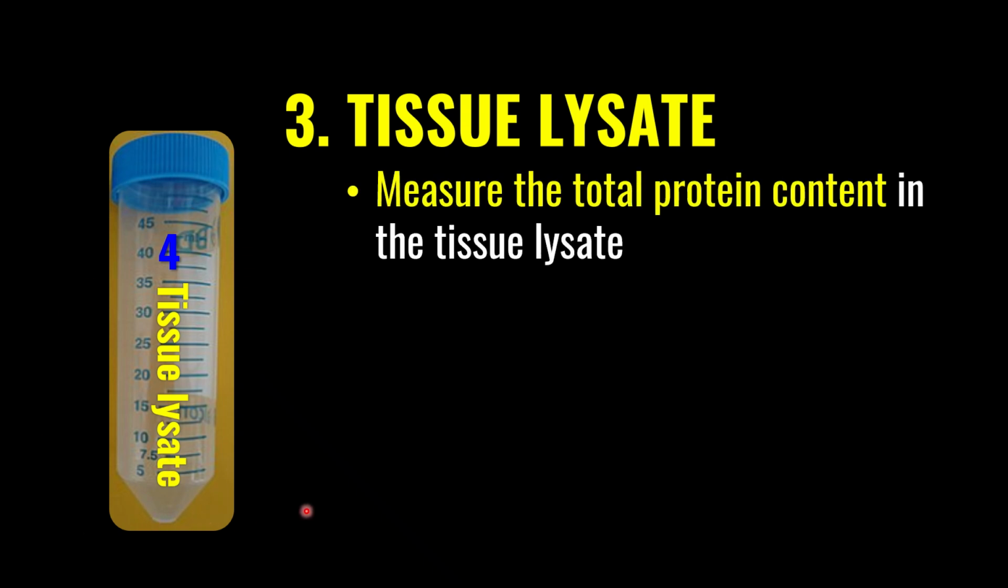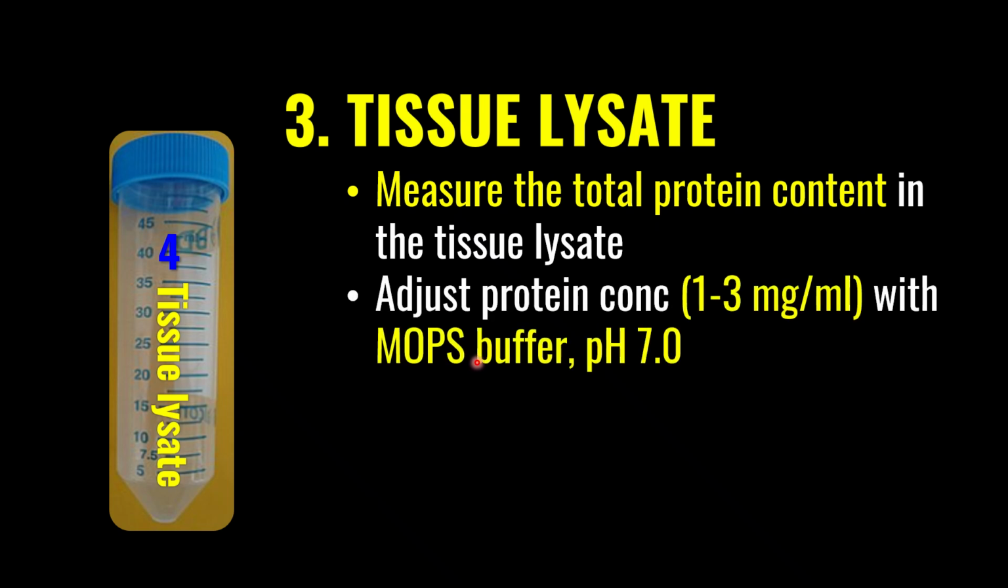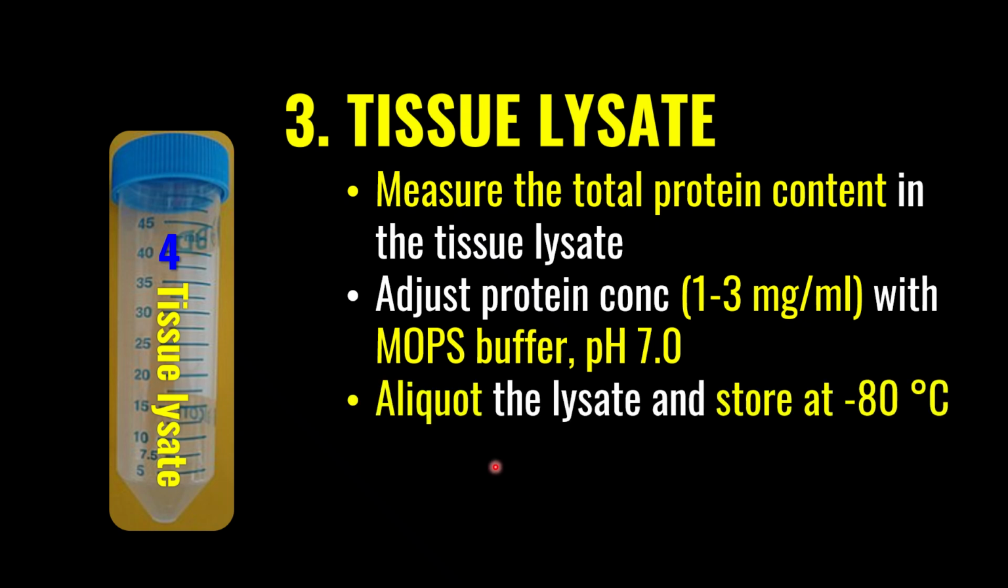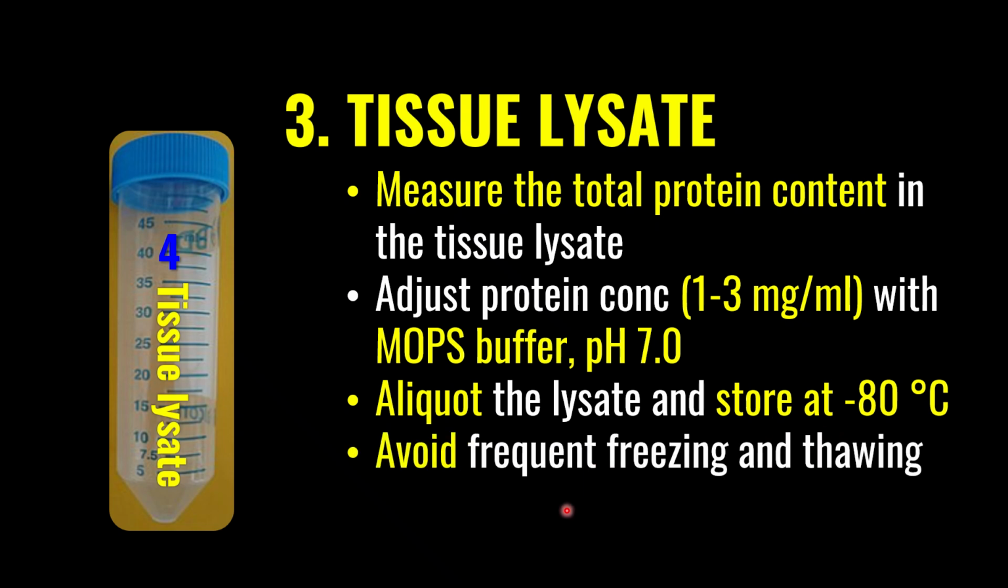You measure the total protein content in this tissue lysate using the Lowry method. We are going to discuss that. Adjust the protein concentration to between 1 and 3 milligram per ml, depending on the concentration in your tissue lysate. You can use MOPS buffer, pH 7, for this purpose also, and you aliquot the lysate and store at minus 80 degrees centigrade. Avoid frequent freezing and thawing for better results.